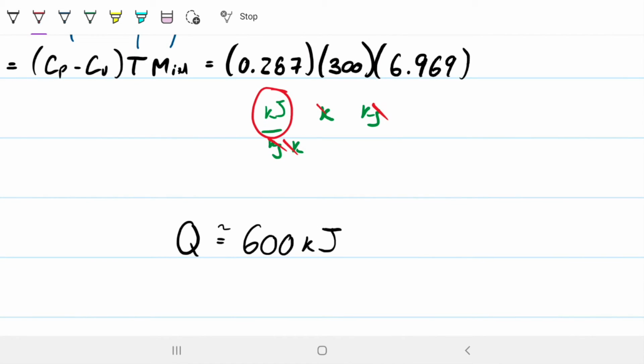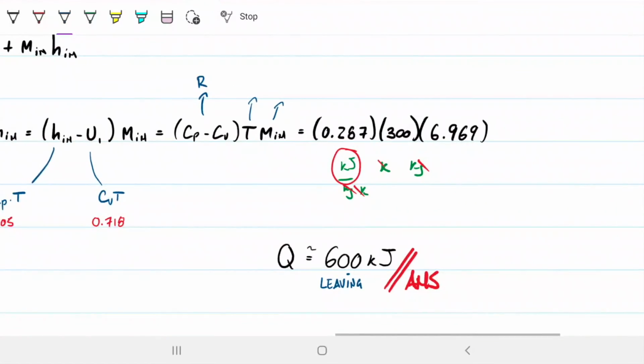Yep, and I got a positive number, which means that my assumption was 100% correct. It is indeed leaving the tank. Okay, so we can put a little. All right, so that does it for this problem in terms of solving.